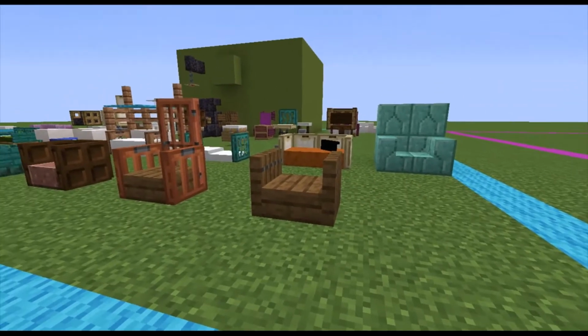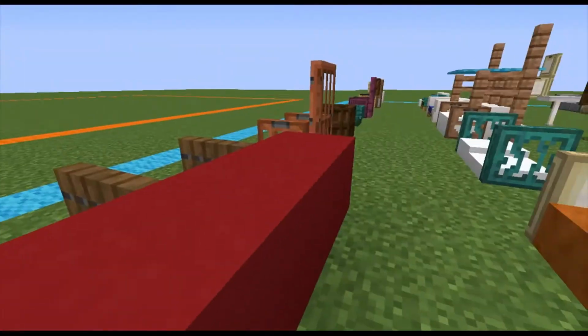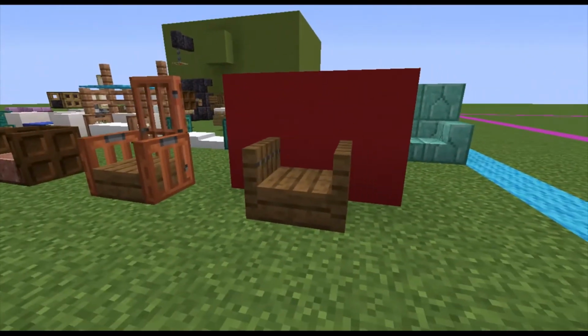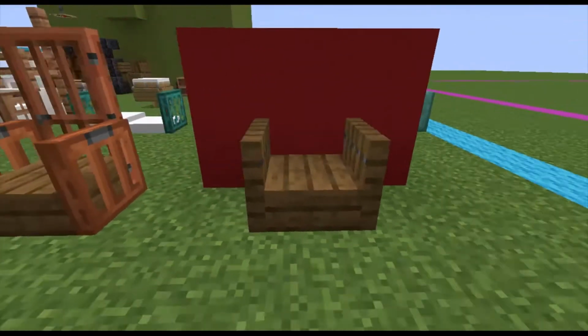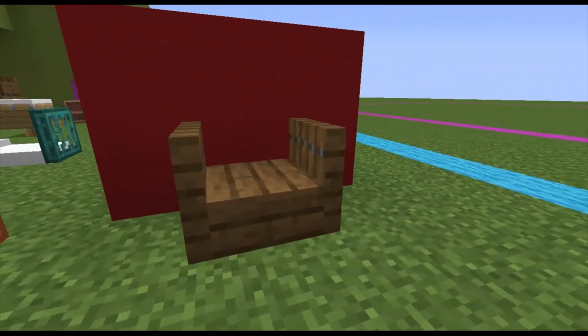Alright, so let's start with the basics, shall we? As you can see, we have right here something that almost everyone has seen. You've got a classic chair, and it's very basic. It's definitely one of the more basic ones that you can get. But what does it have?